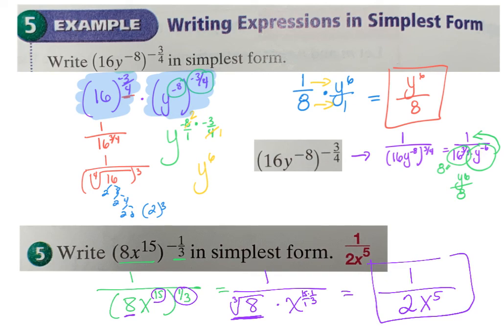Right? Or I could do it individually. I would say 8 to the negative 1/3 and x to the 15 times negative 1/3. And you would end up putting both of those in the denominator. 1 over the cube root of 8, and then times 1 over x to the 5th. And then you would still get the same answer.